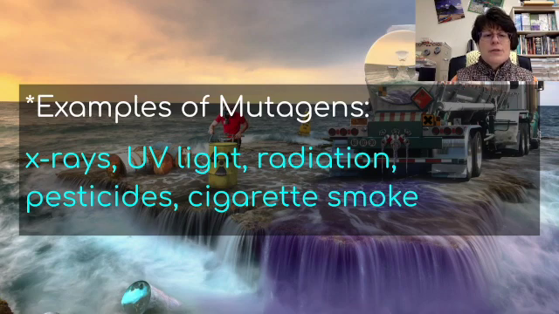UV light, so that can cause skin cancer, right? Radiation, that's why radiation is bad for us to be exposed to too much of it, because it will cause mutations, especially things like cancer, which is ironic because we also use radiation to battle cancer. Pesticides can cause mutations, and cigarette smoke. That's why it's not good to smoke. It causes mutations in the lung that lead to lung cancer.